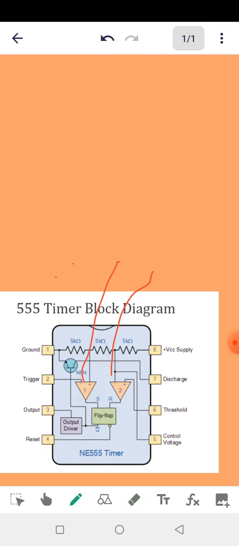So for pin 2, our voltage should be less than 1/3 of VCC. Now let's say, for example, you are supplying 12 volts. The 555 timer can actually take between 4.5 volts to 15 volts. Sometimes you can even say 4 volts to 15 volts. Some books might even write 3 volts to 15 volts. So to be on the safe side, maybe you should just take 5 volts to 15 volts, right?